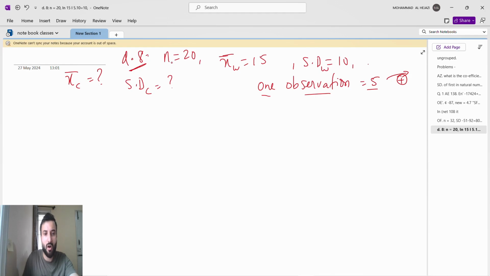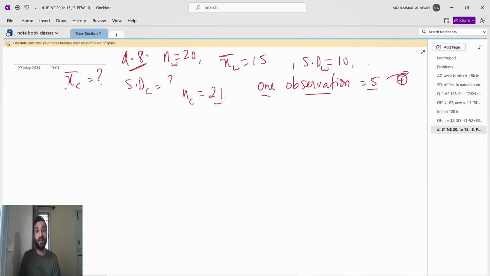This is the wrong answer. This is the wrong observation. So what will be the correct observation? Correct observation means one observation is left out, so 20 plus that one being added is 21. Now again we will find the x bar.